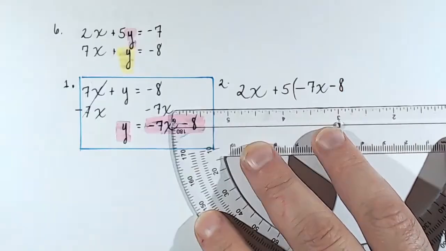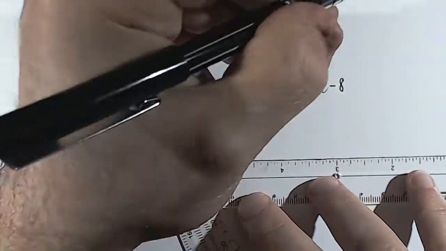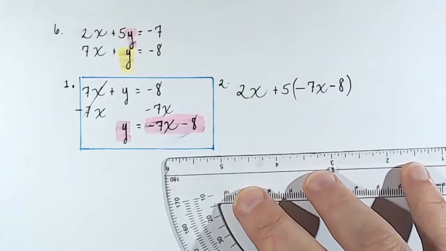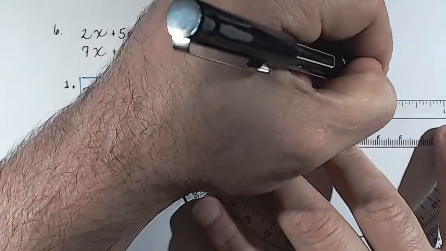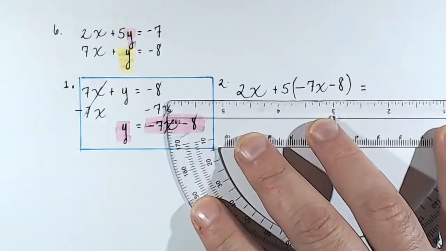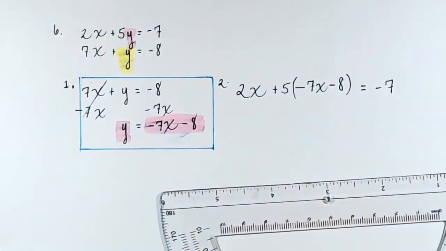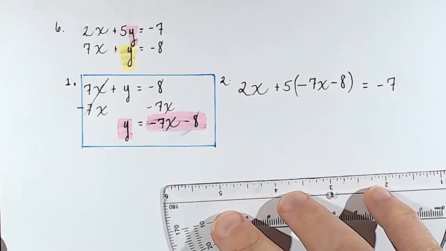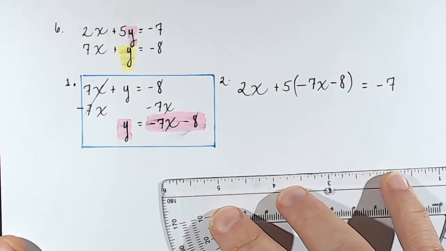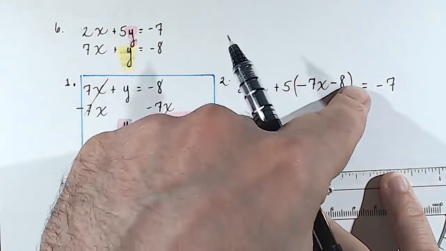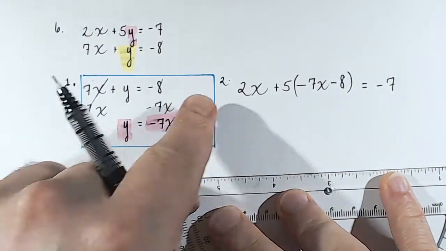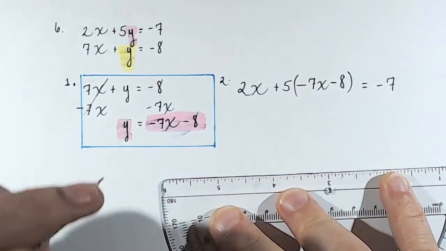So you are substituting in negative 7x minus 8 for the letter y in the top equation. Okay, so now we'll put that equals, you just write the rest of the equation now. All of that equals negative 7. And so now what are we trying to do? Now we're going to solve for x. Because we already solved for y, now we're going to solve for x.